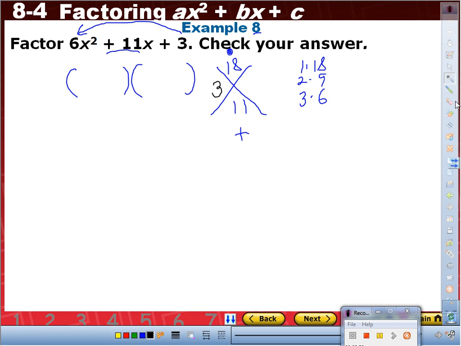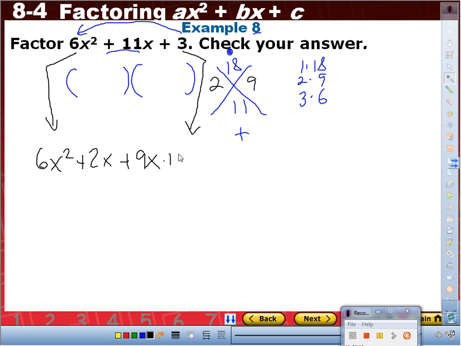Which of those adds up to 11? 2 and 9. 2 times 9, 18, 2 plus 9 is 11. Are we there? What do we do from there? First term is 6x squared. What goes here next? Plus 2x plus 9x. That's where we get it from here. Last term is plus 3.